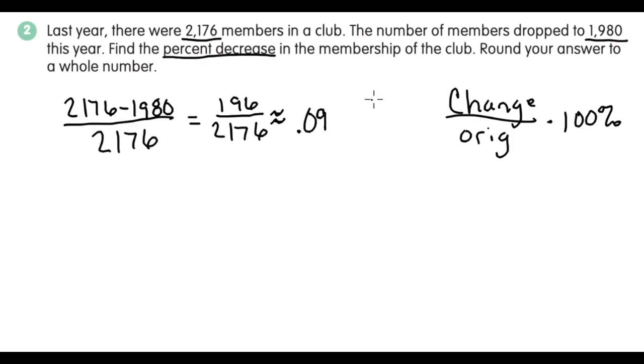9 hundredths, and if you put this in your calculator, it goes on for a while here, so we would just cut it off at this 9 hundredths and round it to that hundredths place, and then we could multiply it by 100% to change it to a percent, which would give us 9% as our answer. And we would say that there was a 9% decrease in membership for this club.